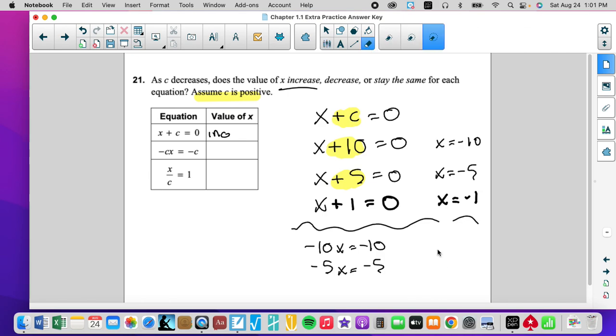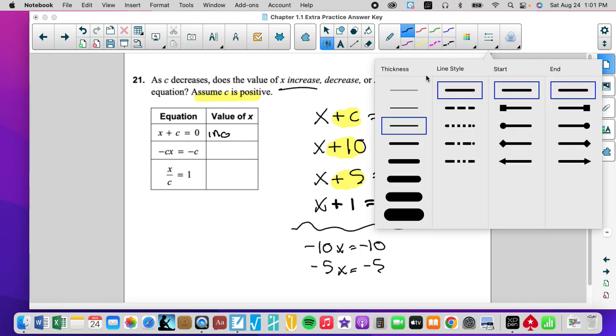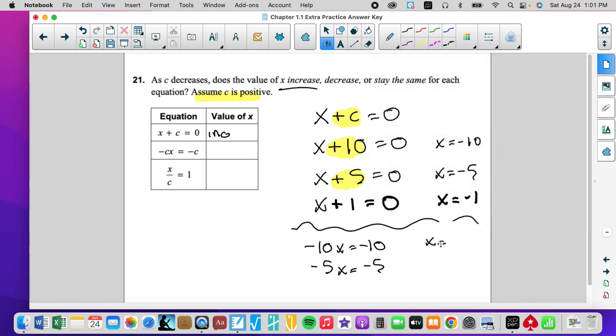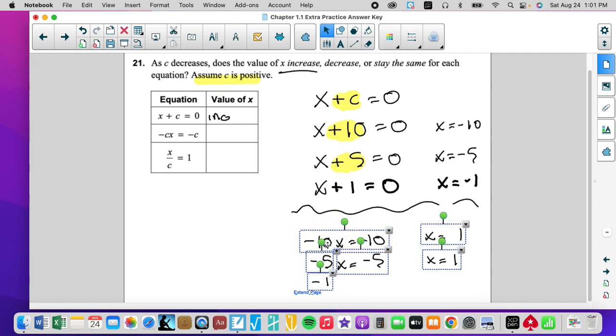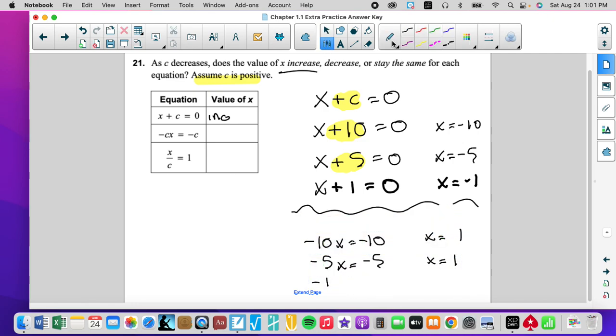X equals 1 here. Stop writing negative, Mr. Mac. X equals 1. X equals 1. What if C, because remember here, let's move this down a little bit. Let's bring this, because we didn't write the starting problem. I should have started with negative C, X equals negative C.